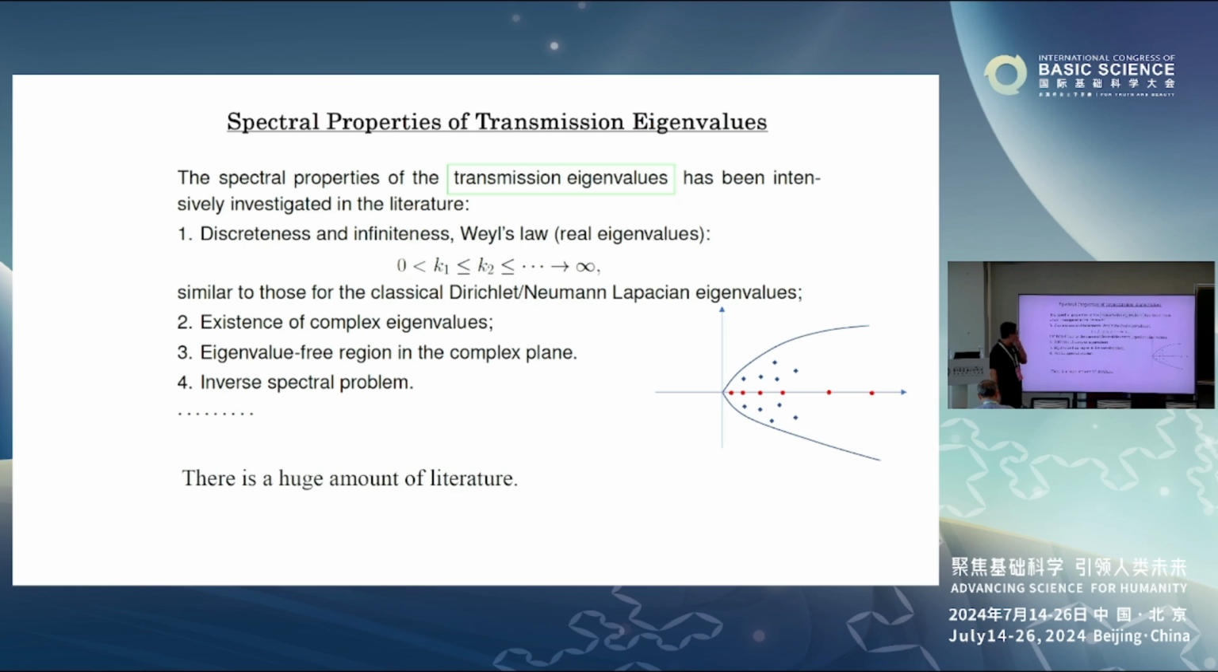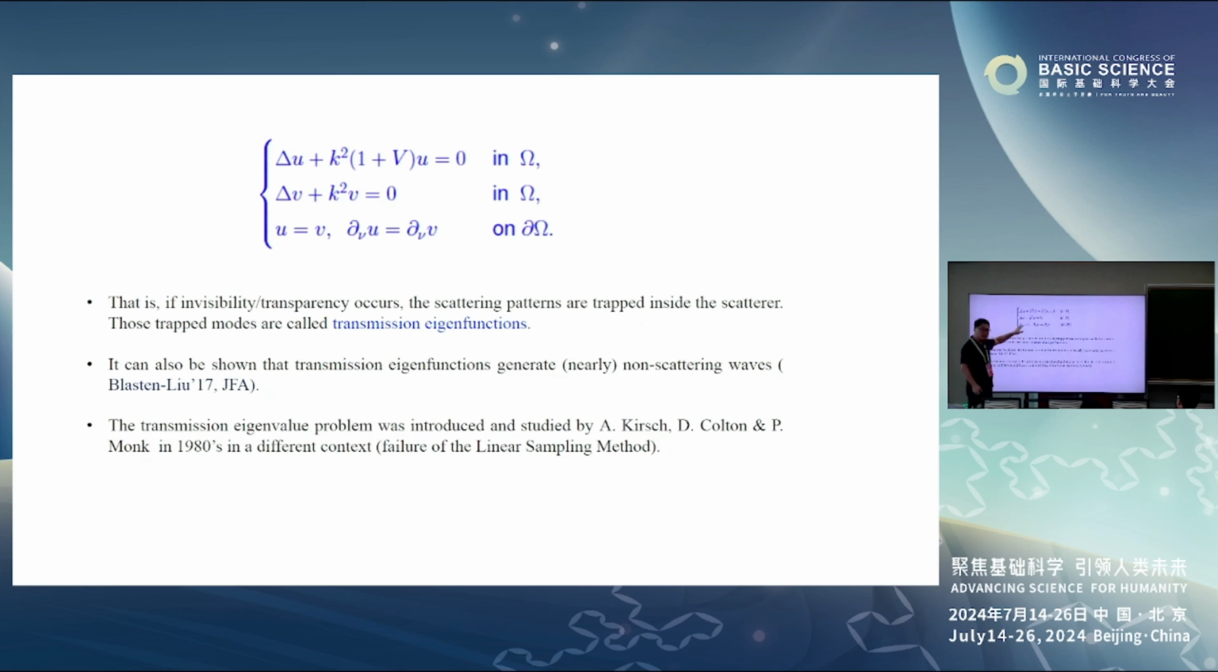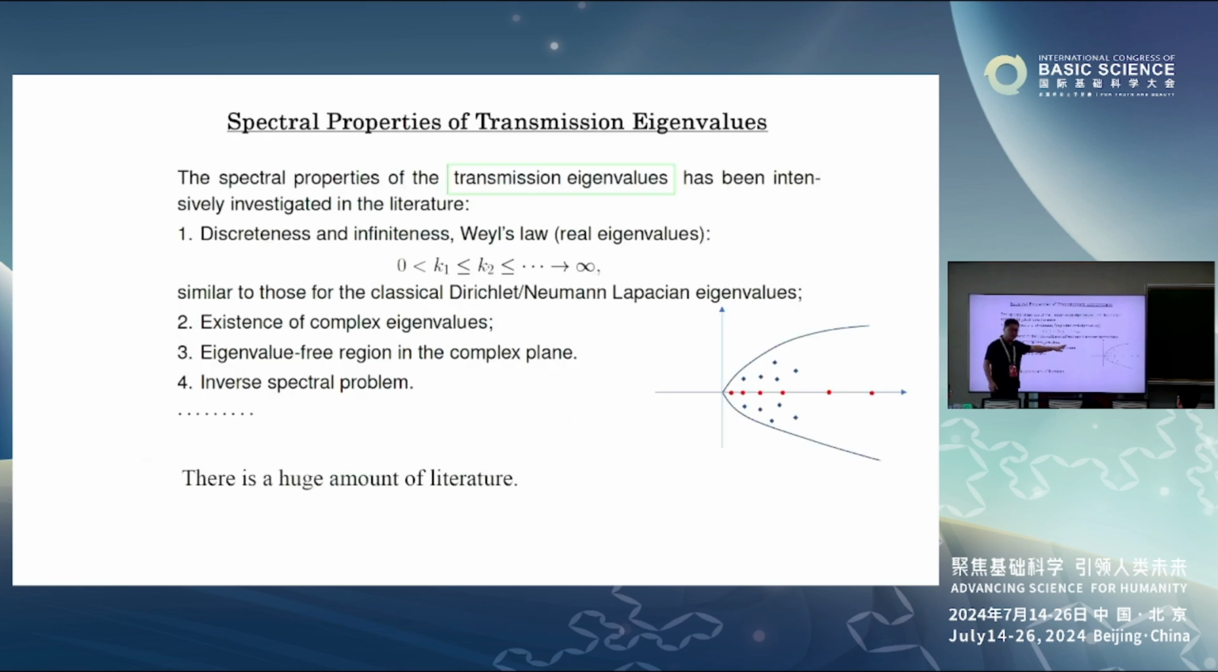Now the spectral properties of the transmission eigenvalues have been investigated intensively in the literature. In particular, this is a non-symmetric, non-self-adjoint problem. So that means there might exist complex eigenvalues. But the real eigenvalues share similar properties with the classical Laplacian eigenvalues. That means they are discrete, and there are infinitely many. The smallest one is k_1, the first eigenvalue, and they go to infinity. There are some other spectral properties about this eigenvalue problem.